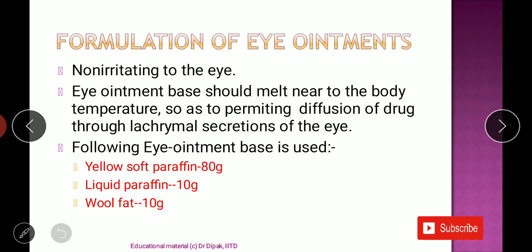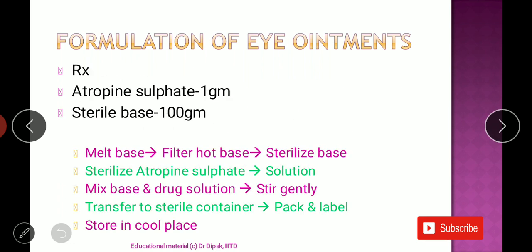For the preparation of eye ointments, we require a base. The base can be prepared using yellow soft paraffin 80 grams, liquid paraffin 10 grams, wool fat 10 grams. The mixture of these, that is the molten mass, we can use as an ointment base. In the base, we can incorporate our drug, say, for example, atropine sulfate 1 gram. We add atropine sulfate to the sterile base.